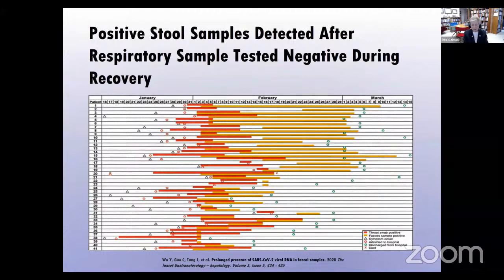And then if you read across, the red line indicates the time period that the throat swab or the nasal swab was positive for that patient. And the orange line indicates the time that the stool sample showed the presence of virus. Please note that for almost half of the patients, they shed the virus weeks after the nasal swab or throat swab was negative for the virus.